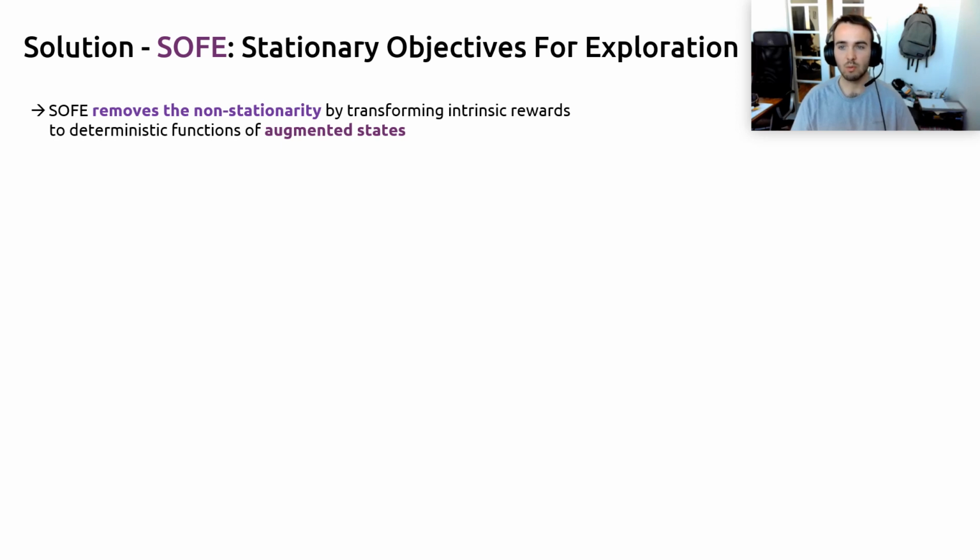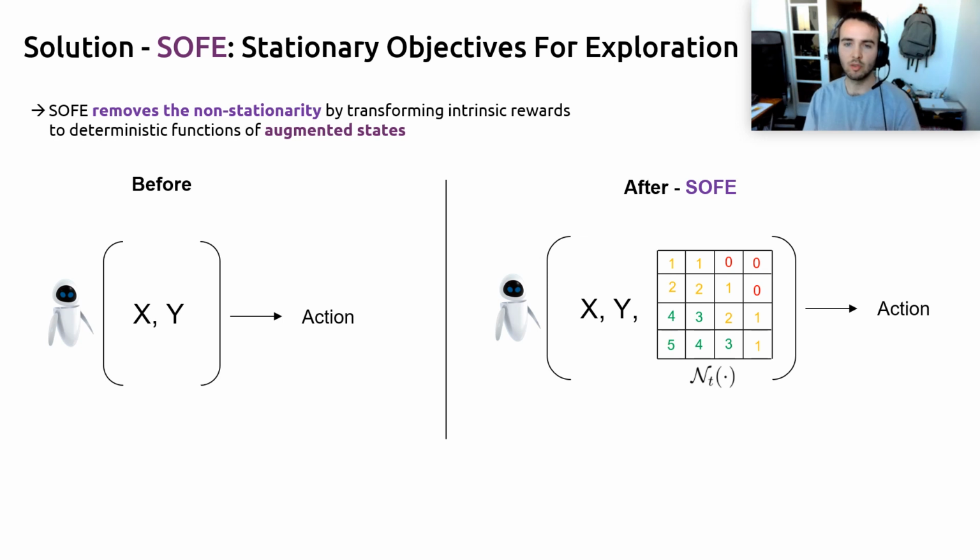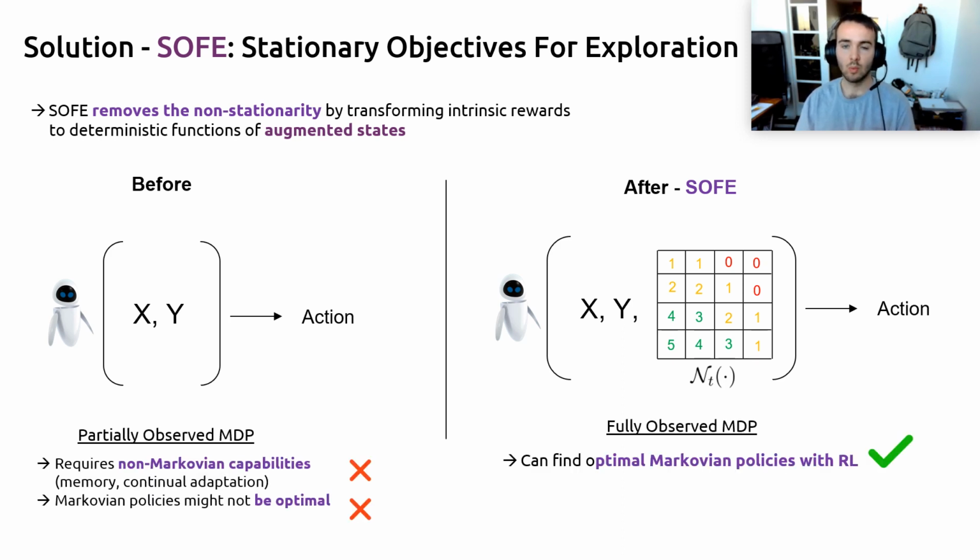To alleviate this issue, we propose SOPHI, a framework which makes intrinsic rewards stationary. SOPHI allows the agents to observe the parameters which make rewards non-stationary. Following the previous example on count-based rewards, SOPHI augments the original states in the MDP with the forever changing state visitation frequencies. Without using SOPHI, optimizing non-stationary rewards induces partially observed MDPs, which solving requires non-Markovian properties like memory and continual adaptation. Importantly, there is no guarantee for an optimal Markovian policy to exist in a partially observed MDP.